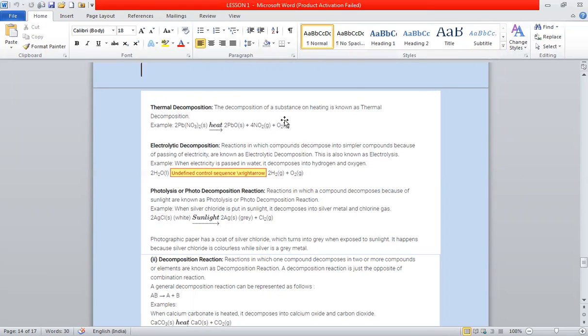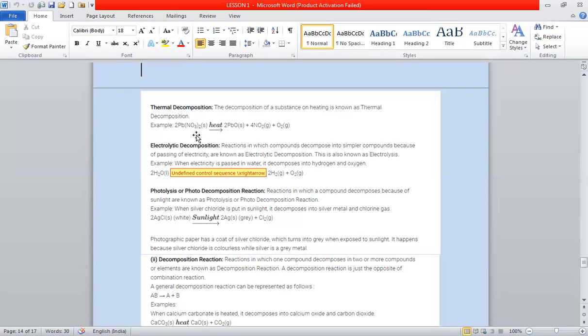The decomposition of a substance on heating is known as thermal decomposition. For example, we will study the decomposition reaction of ferrous sulfate crystals.